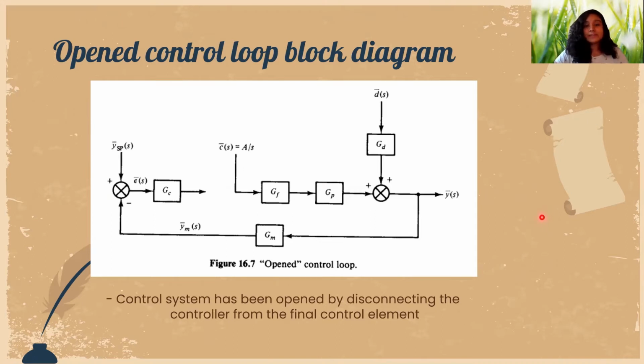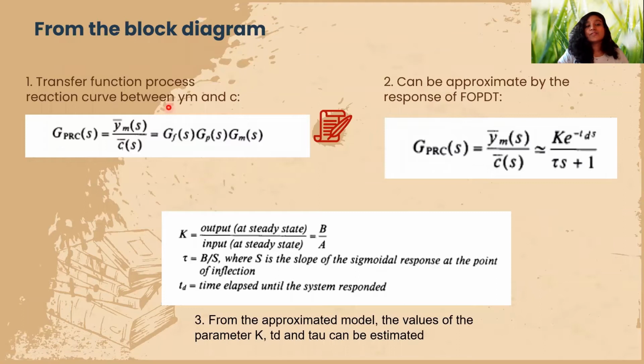Now, from this block diagram, we can get the transfer function process reaction curve between Ym and C. So we can get an equation for the GPRC(s). Then it can be approximated with the help of the response of first order plus dead time, where we can get the GPRC(s) equals to K e to the exponent negative theta s over tau s plus 1. And from the approximated model, the values of the parameter K, dead time, and time constant can be estimated.